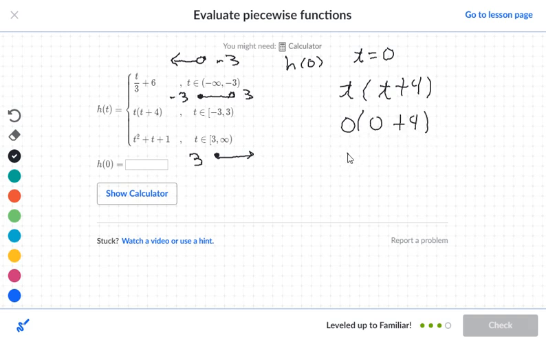Okay, go ahead and solve this down. So we have 0, and then we have 0 plus 4. When we multiply that out, that becomes 0. So the value of h of 0 is equal to 0.